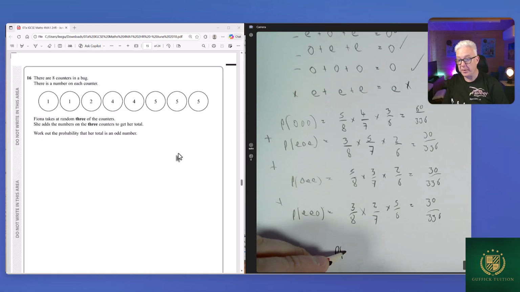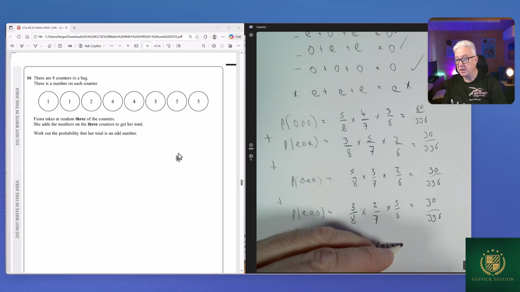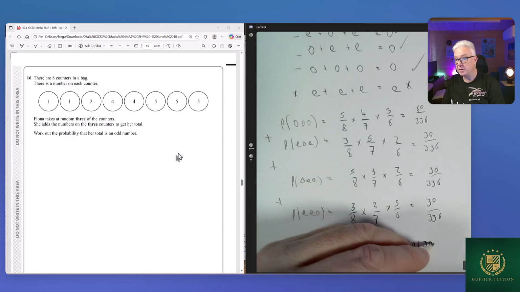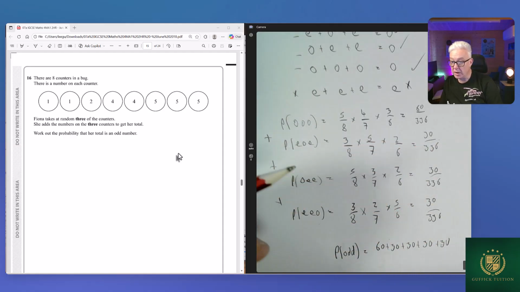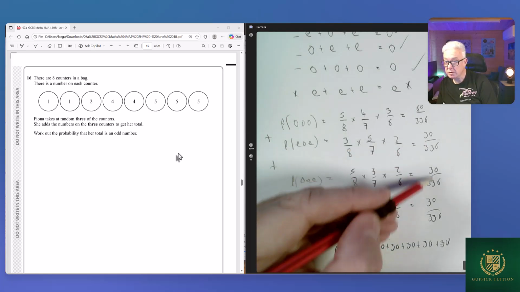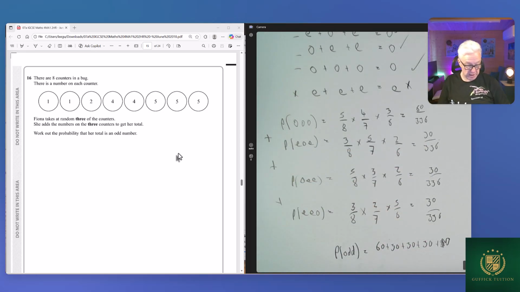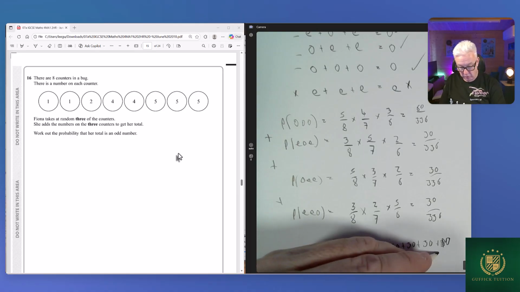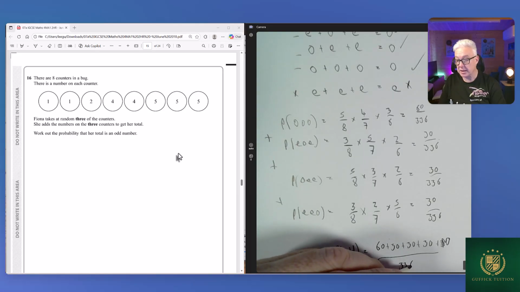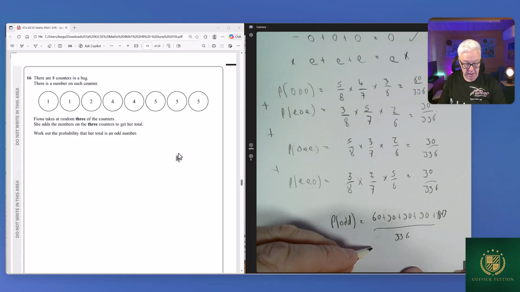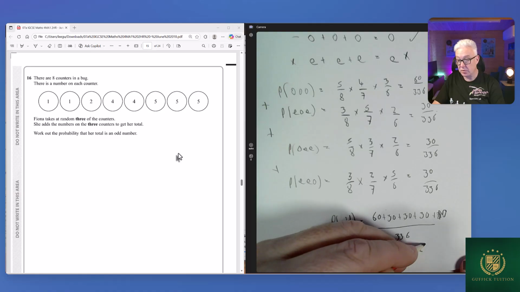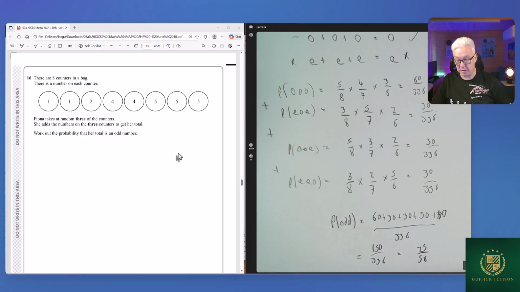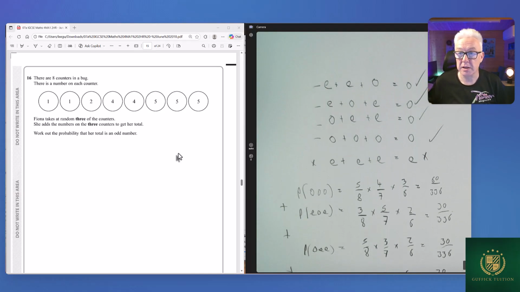So therefore, the probability that the sum is odd is going to be 60, add 30, add 30, add 30. Oh, hang on, one too many there. We only need 3 of those. Okay, perfect. And then when we add that all over our 336, that comes to 150 over 336, which simplifies into 25 over 56. Perfect, so that's how we would do that conditional probability question.